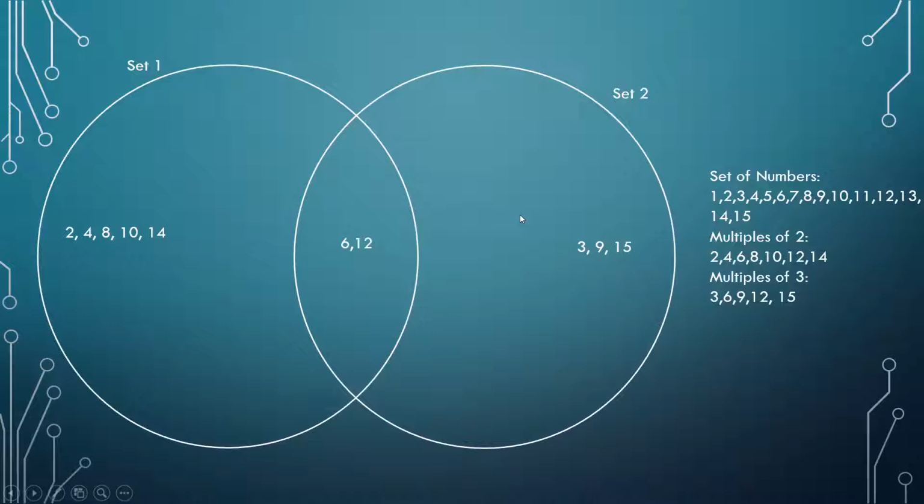Now, we're also missing numbers that don't fit in any of these circles. So what we'd do is put them outside the circle. I set them right here. These are considered in the universe. They don't fit any of the criteria, but they're still in our set of numbers. So that is all I have for Venn diagrams.